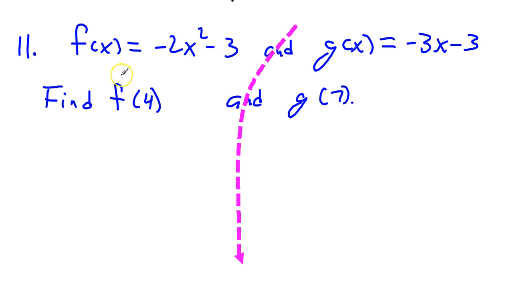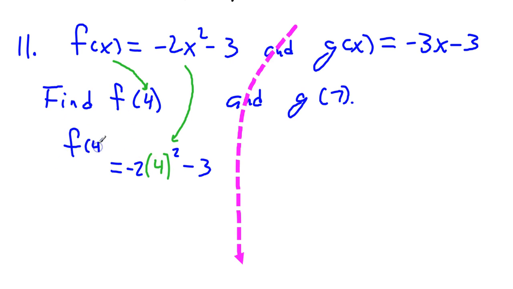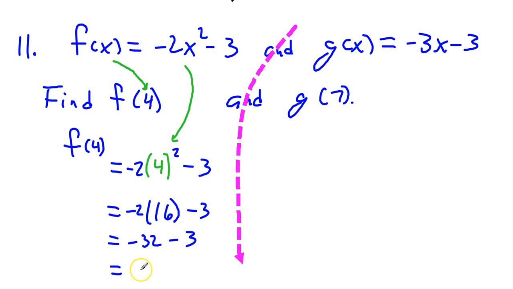And when you have f of 4, everywhere you have an x, you replace it with 4. Same thing on this side. Everywhere you have an x, replace it with 4. So it's negative 2 times 4 squared minus 3. And you never do anything with this left-hand side, this f of 4. That's just a marker that's here, so you're basically just going to work this side out. 4 squared is 16. So then negative 2 times 16 would be a negative 32. Minus 3 would make that a negative 35.